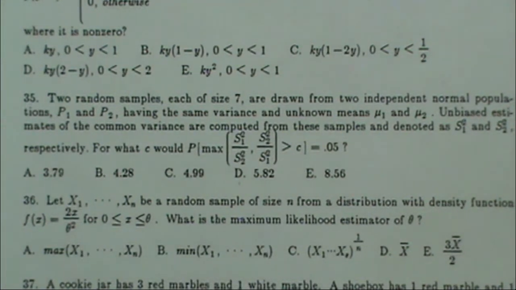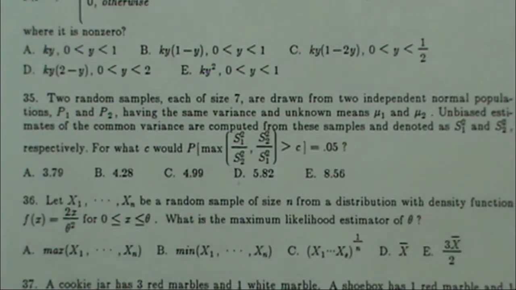Sample exam 4 of 8, problem number 35. Two random samples, each of size 7, are drawn from two independent normal populations, P1 and P2, having the same variance and unknown means mu1 and mu2. Unbiased estimates of the common variance are computed from the samples and denoted as S1 squared and S2 squared, respectively. For what C would the probability of the maximum of these two ratios, greater than C, equal 0.05?